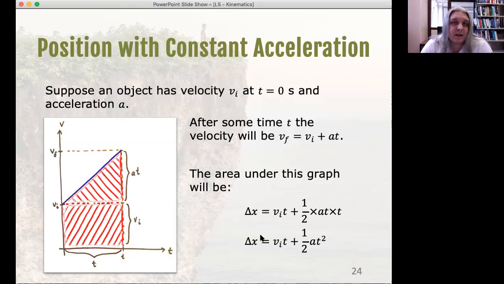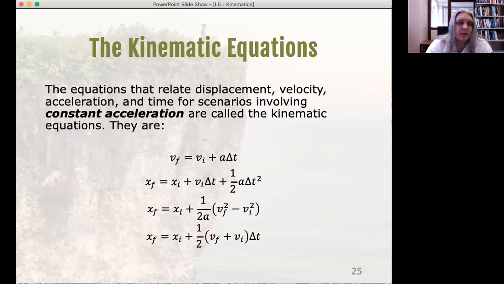So if we know the acceleration, we know the initial velocity, and we know how long it's accelerating for, we can figure out the change in displacement that happens as a result of this acceleration. And that is one of the kinematic equations. So you can hopefully see where that comes from. It's not super critical that you can follow all of that working. It is super critical that you can understand that final equation. Delta x is equal to vit plus a half at squared.